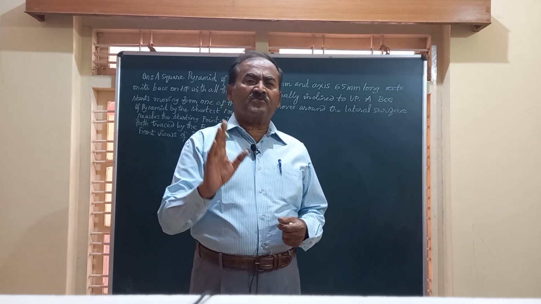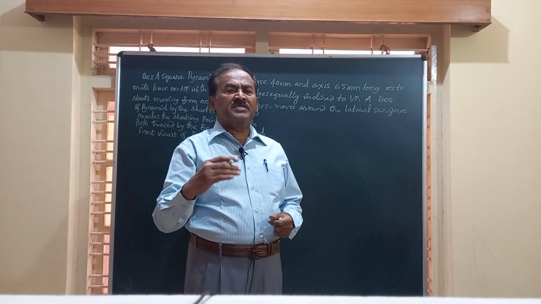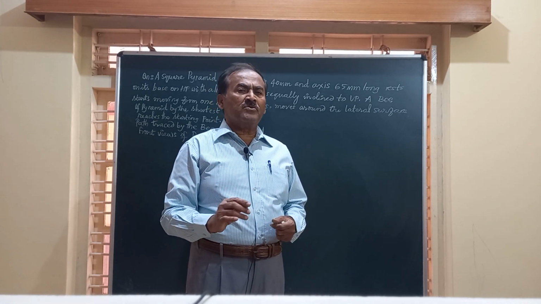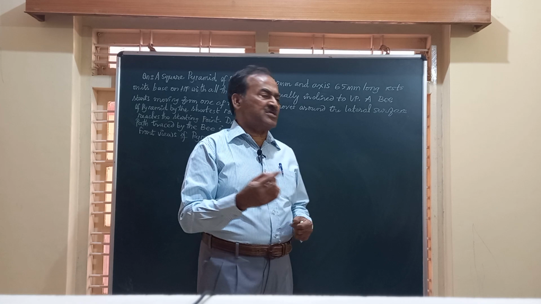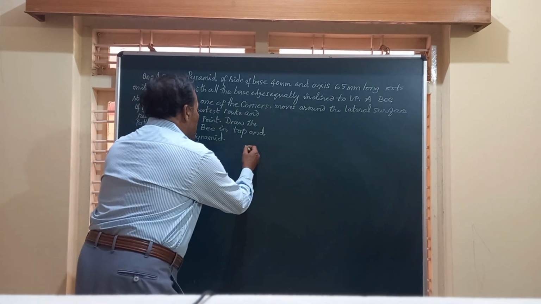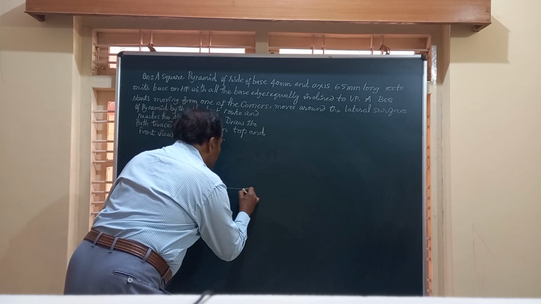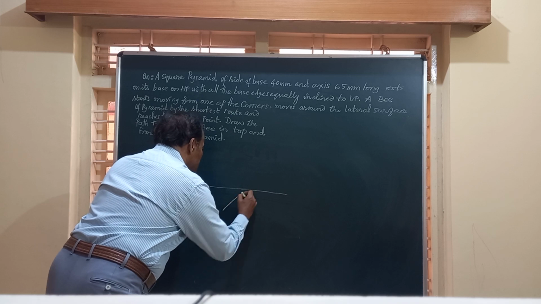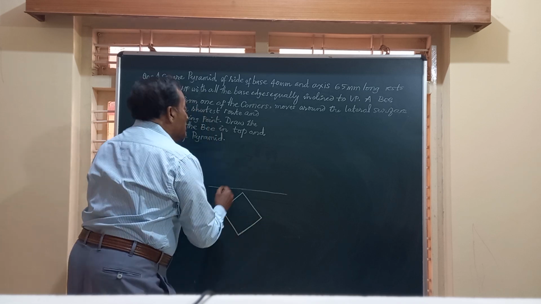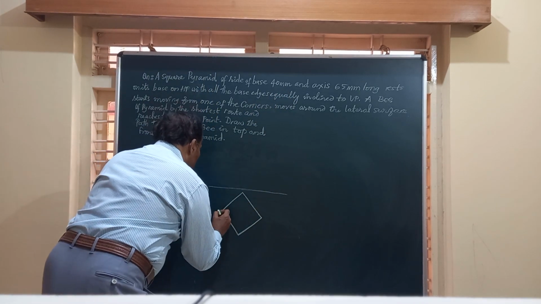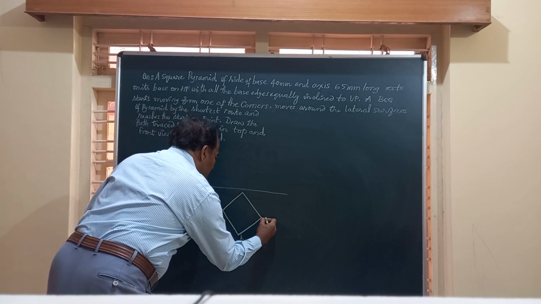So the dimensions of the pyramid are known, and how the object is placed on HP is also known. So we will be able to draw the front and top views, that is the projections of the square pyramid. Friends, here we will draw a square in the top view. It appears as a square with sides measuring 40 mm. So we'll call this A, B, C, and D.